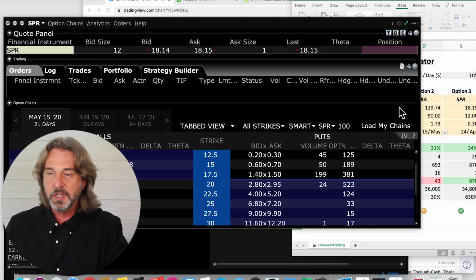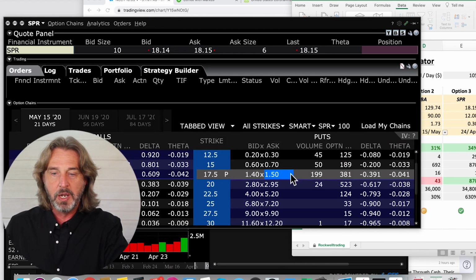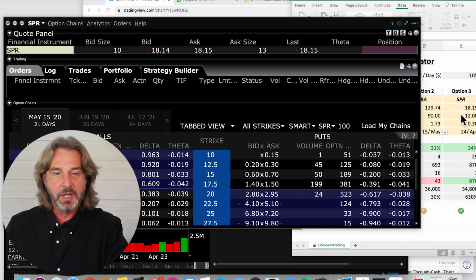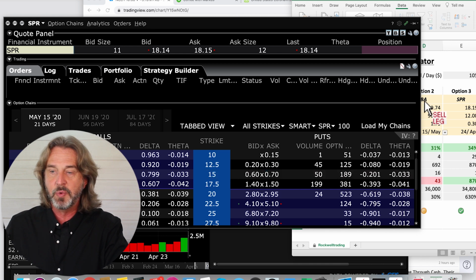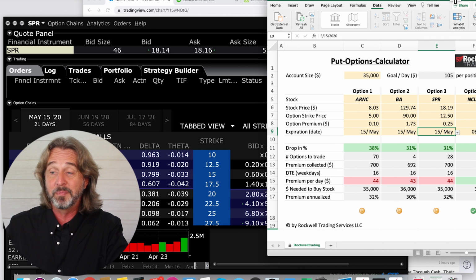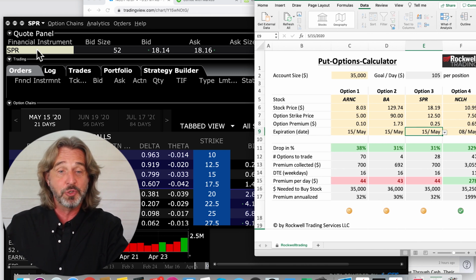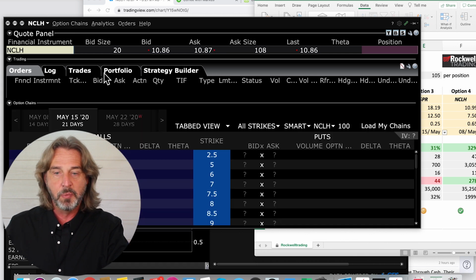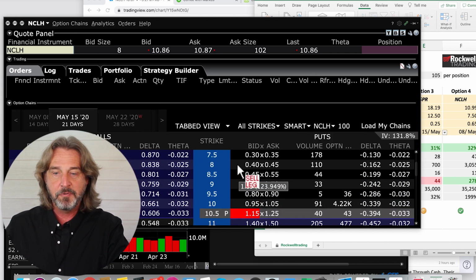So here we're looking at a strike price of 12. We only have a strike price of $12.50. That's not too bad. And May 15, we would get 25 cents. So let's see, $12.50. Also only $44. So let's take a look at the last one, NCLH. So this is Norwegian Cruise Lines. And we're looking at a possible 7.50 strike.